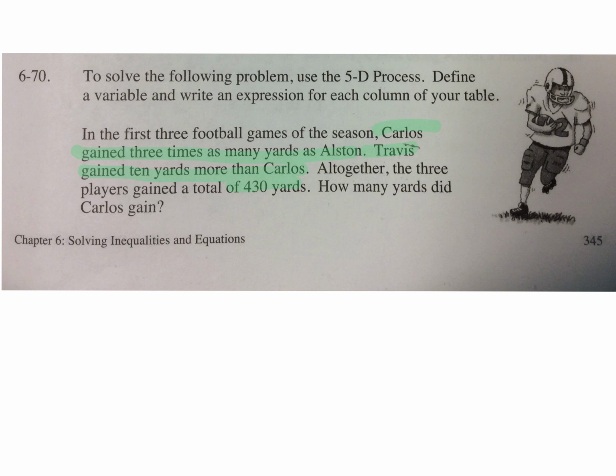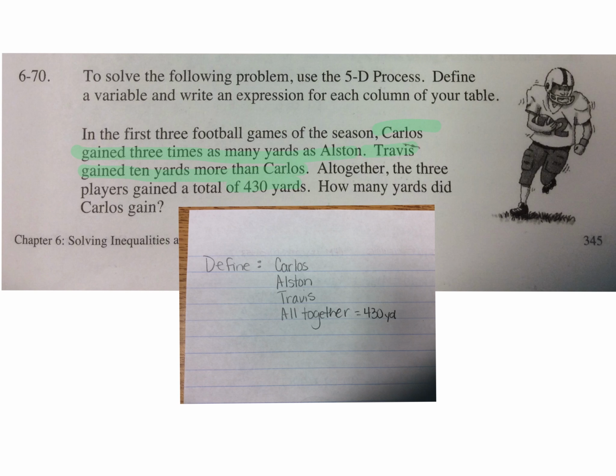So go ahead and pause the video and see if you can write your define. Okay, so if you can't pull anything out with variables, you should at least be able to pull out that there were 3 players, Carlos, Alston, and Travis, and altogether they had 430 yards. So let's break it down. It says Carlos gained 3 times as many yards as Alston. So as Alston means that I need Alston first. Alston is x. Carlos gained 3 times as many as him. So that's going to be 3x.